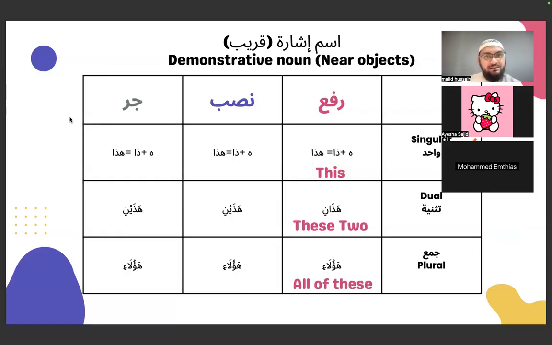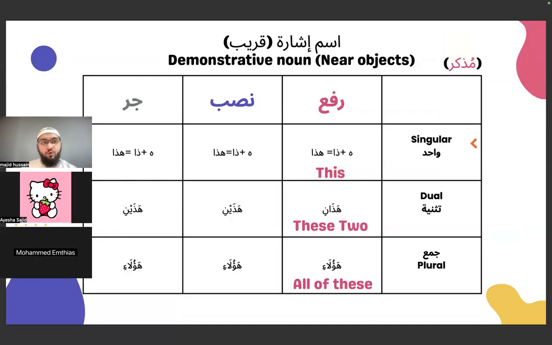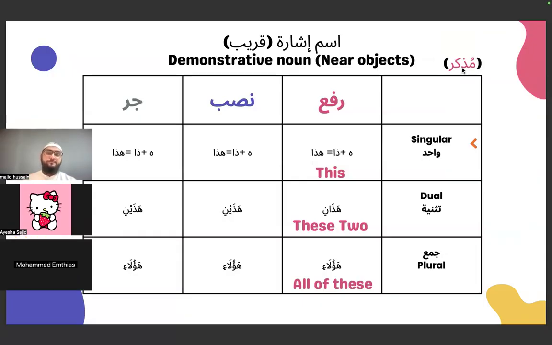Now, this اسم إشارة قريب is only for masculine. There is separate اسم إشارة قريب for feminine. For feminine, طيب, اسم إشارة قريب is easy يعني. Again, it has رفع نصب جر. We divide the إعراب into singular, dual, and plural. In the singular form, we say هذه.